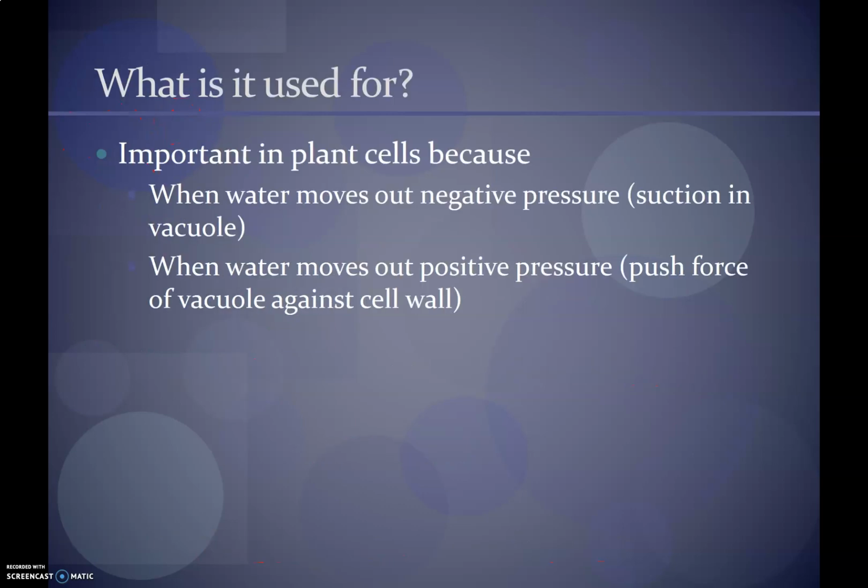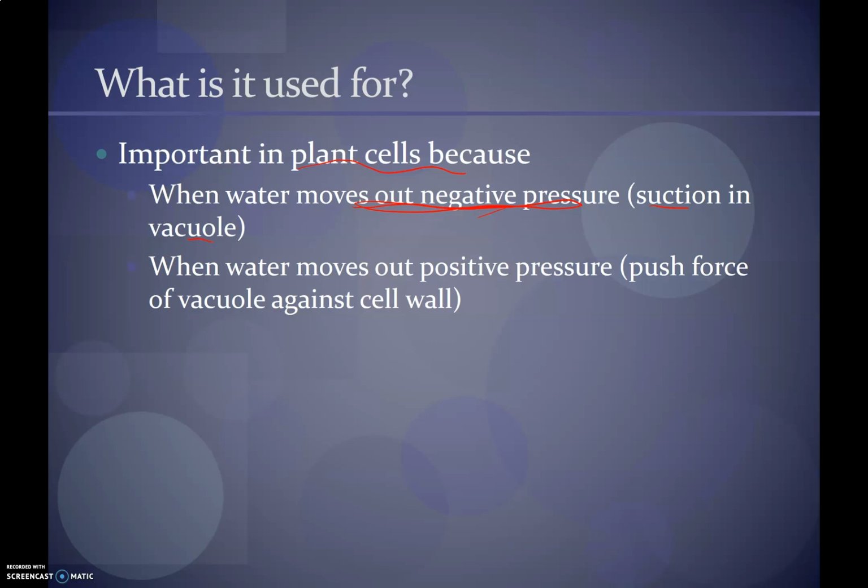So this water potential formula that we're going to use looks more complicated than it actually is, and we're going to do a lab, I believe, on Thursday, on water potential. It is important in plant cells, because when water moves in and out of plant cells, because of the large vacuole, it creates pressure. So when water moves out of the vacuole, remember that the vacuole collapses if it moves out too quickly, and that creates a negative pressure or a suction force, which affects how the water is going to move.